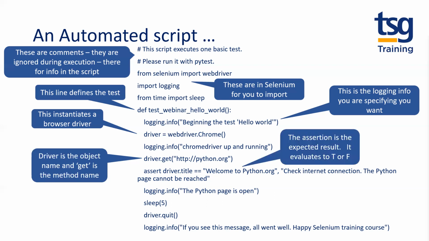And next we have the assertion, and this is where the test has the expected result. The assertion should evaluate to true, in which case the test passes, or false, where the test has failed. If the test has failed, you provide a message here.